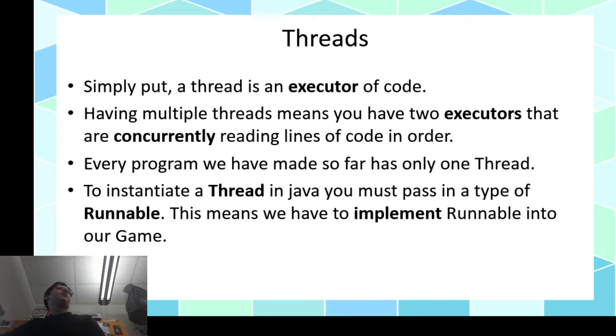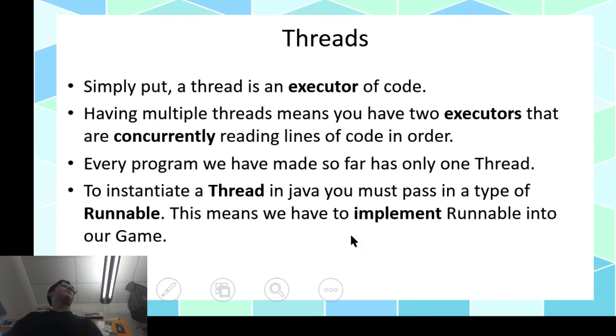And to instantiate a thread in Java, we have to pass in a type of runnable. So this is just what Java calls it. This isn't what every single thread is in the entire world. Java calls a thread, and you must pass in a runnable, which the thread will run. So, does that make sense, guys? And we'll get into the Java doc.